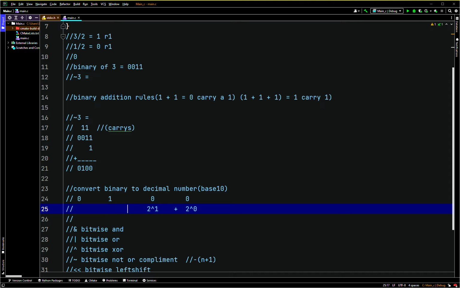Then we have a plus here, and then 2 to the power of 2. And it keeps going on, however many numbers you have like that. And then 2 to the power of 3. So that got a little spaced out. Okay, so we have 2 to the power of 0 plus 2 to the power of 1 plus 2 to the power of 2.